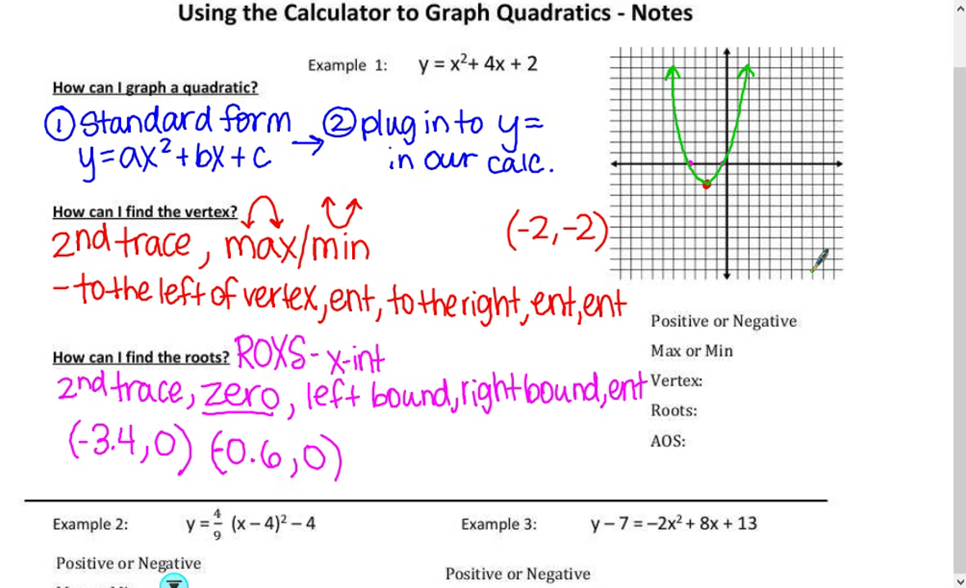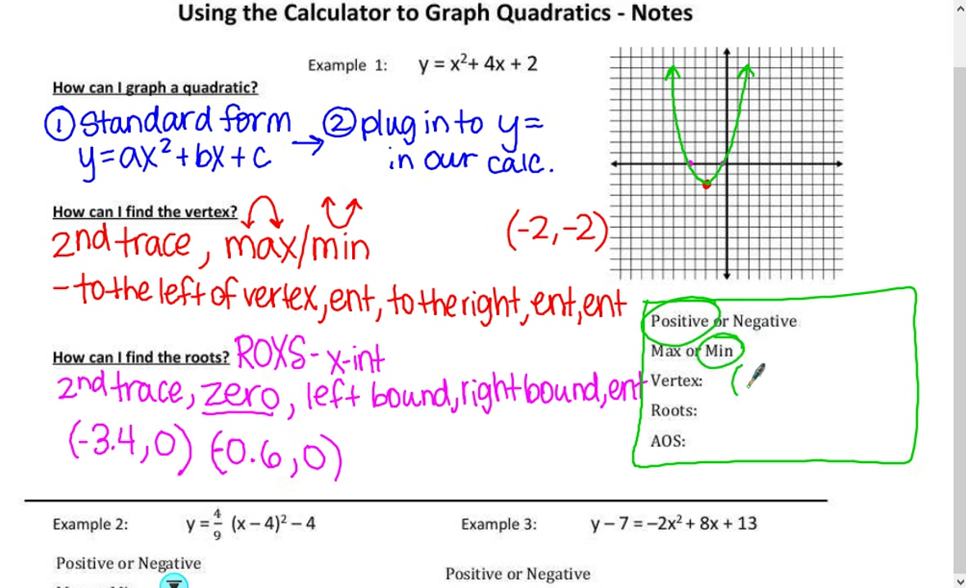Alright, let's point out some of these key features over here. This thing is positive. It has a minimum. Our vertex we decided was at negative 2, negative 2. Our 2 roots were at negative 3.40 and negative 0.60. Alright, and then our axis of symmetry.